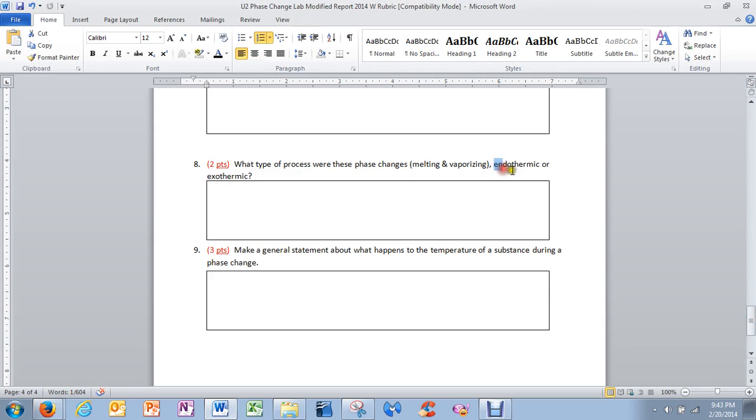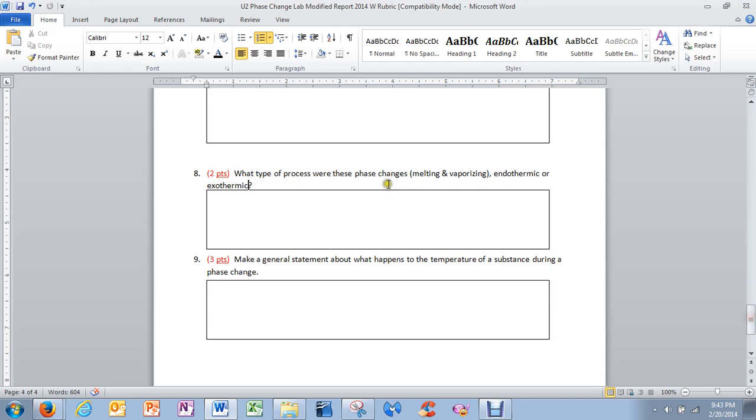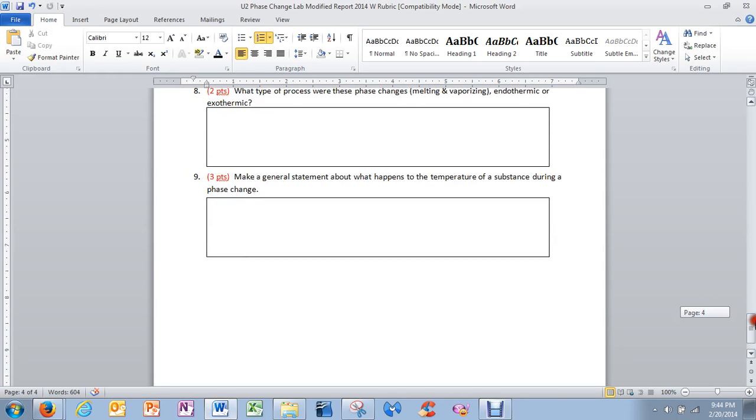Endothermic is absorption of heat energy. Exothermic is release of heat energy. So if I've got a match and I strike a match, it is exothermic. It gives off a lot of energy. What type of processes were these? Now, I'll give you another hint. They are both the same. Melting and vaporization, or melting and boiling, are both either endothermic or exothermic. Which one is the correct answer? That's all you need to put.